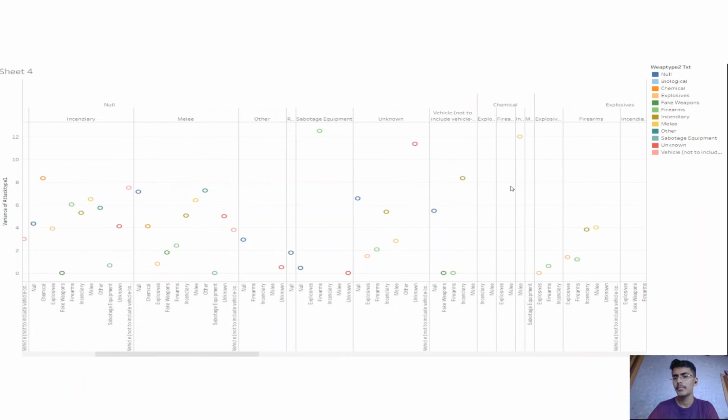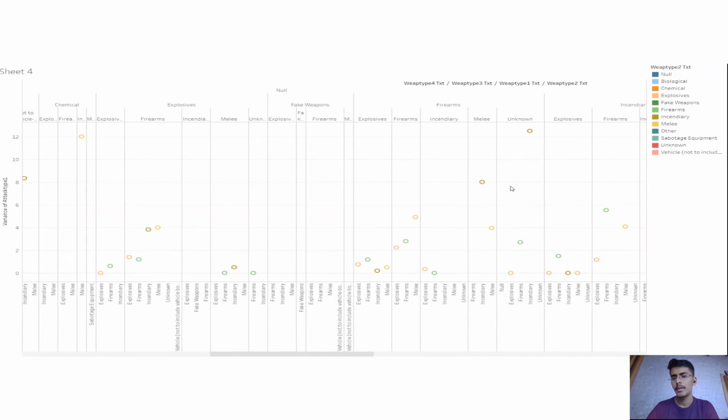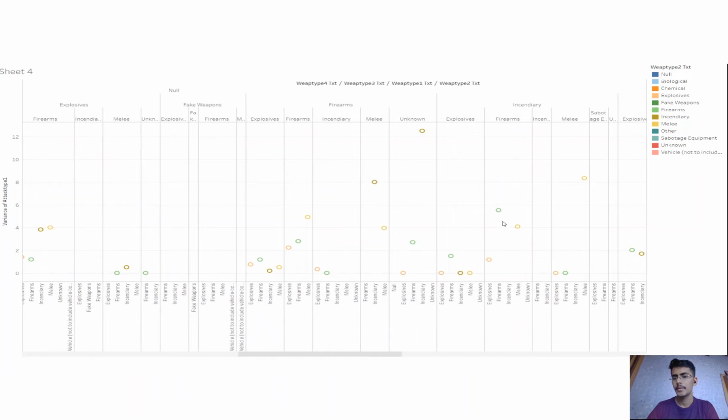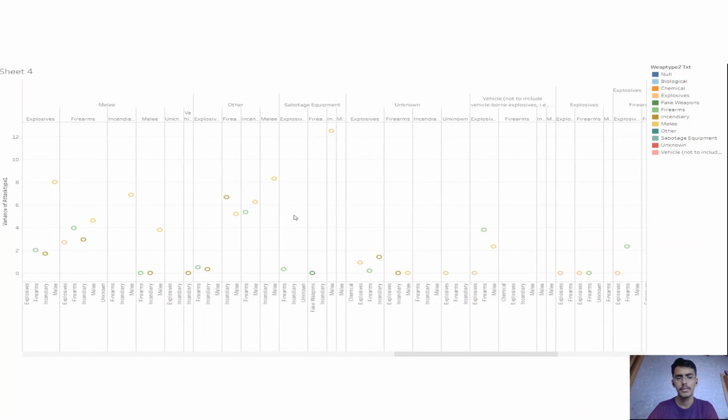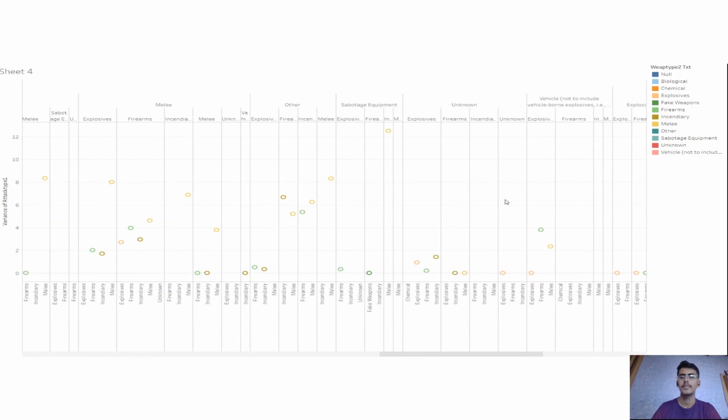If we move further to another type, we have fire, missile, and melee mostly used. Incendiary and melee sabotage equipment are mostly used in the melee side there, around 12.50. This helps to understand which kind of weapon is used in attack type one. In the data I was provided, there are three types of attacks. I explained attack type one, and similarly attack types two and three can be explained.